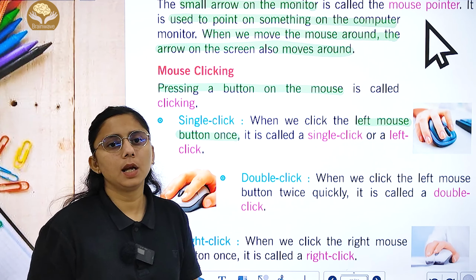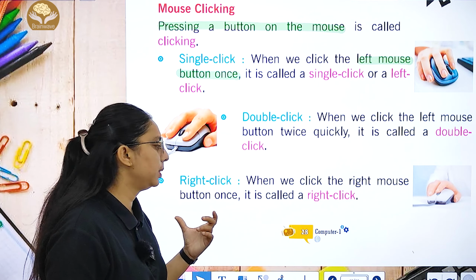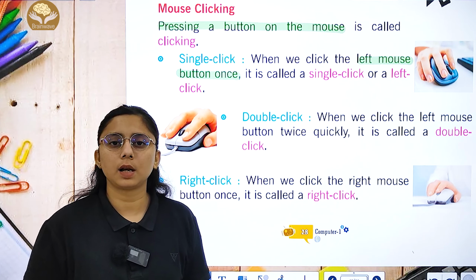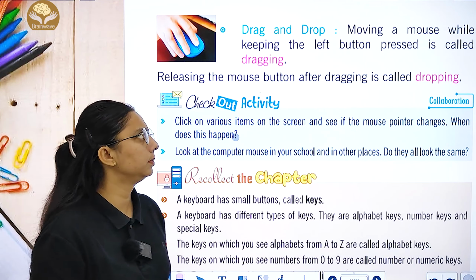What is right click? When you click the right mouse button once, it is known as right click. Drag and drop: when you keep the left mouse button pressed, it is known as dragging. And what is dropping? When you release that button after placing the thing, it is known as drop.